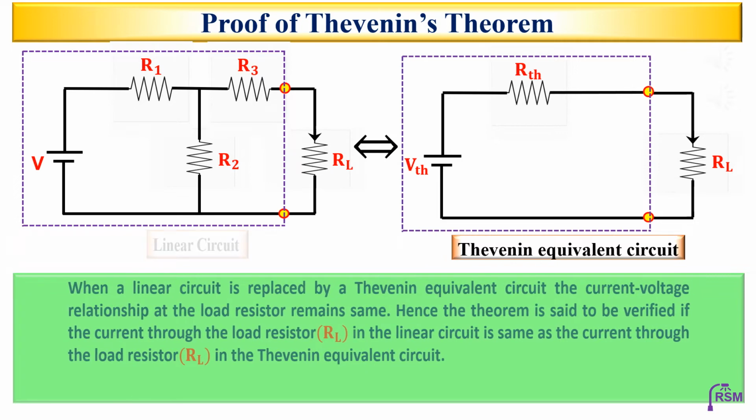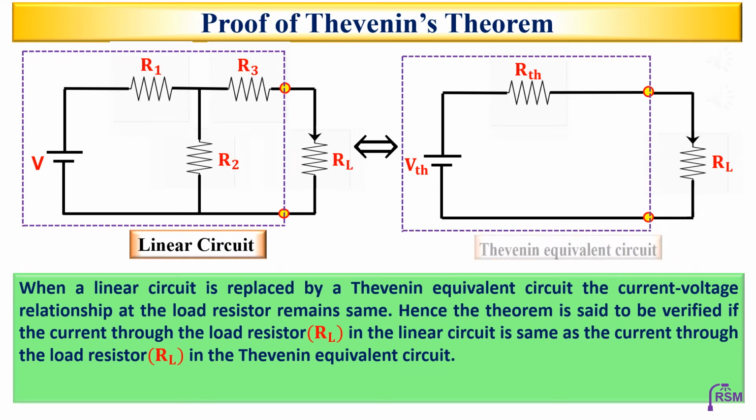When a linear circuit is replaced by a Thevenin's equivalent circuit, the current voltage relationship at the load resistor remains same. Hence, the theorem is said to be verified if the current through the load resistor in the linear circuit is same as the current through the load resistor in the Thevenin's equivalent circuit. If I prime is the current through the load resistor in a linear circuit, and if I double prime is the current through the load resistor in a Thevenin's equivalent circuit, then the theorem is said to be verified if I prime is equal to I double prime.